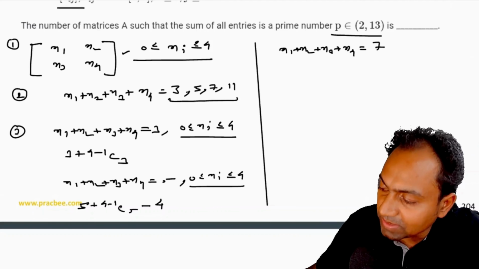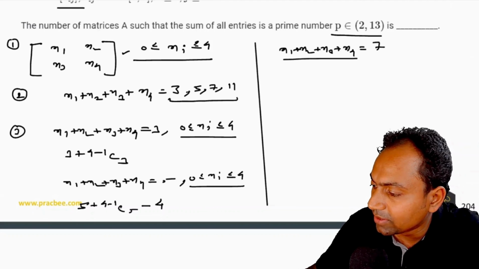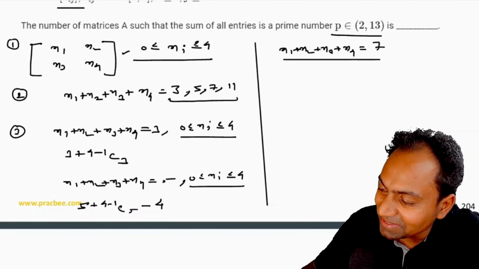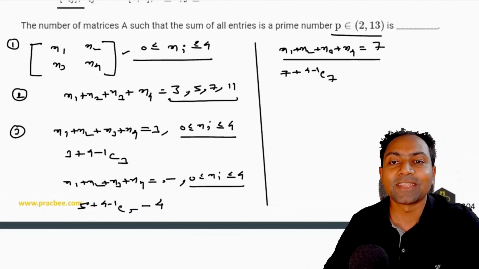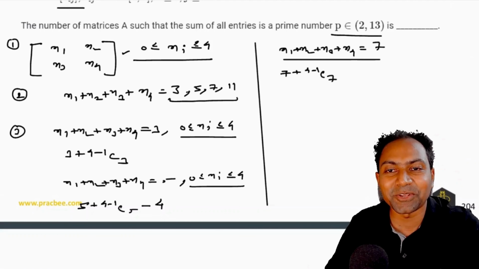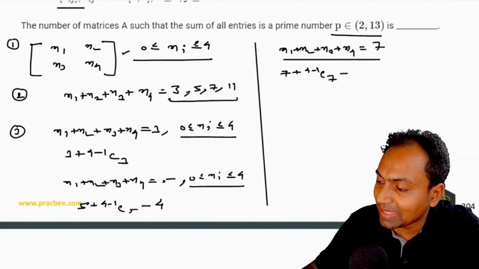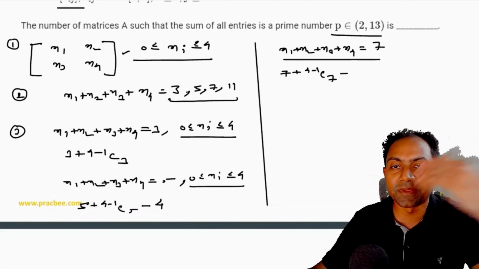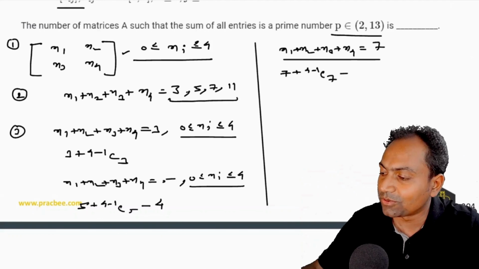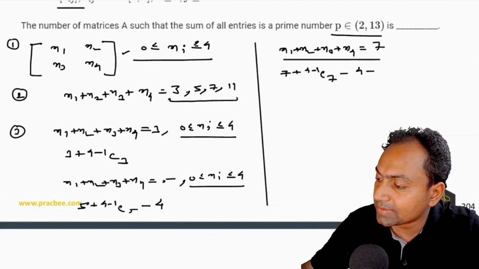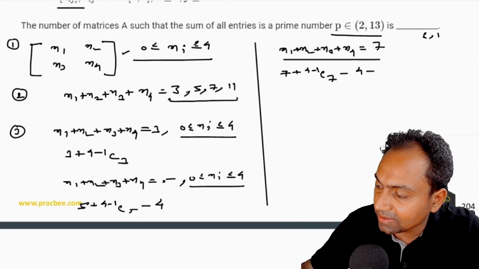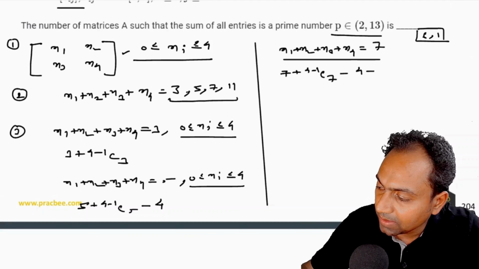Now in this specific scenario, you will have to do a little bit of hard work. Why? Because if you write the solution 7 plus 4 minus 1 C7, there are a lot of cases getting included that cannot be part of the answer. Like when each of them becomes 7. So if one becomes 7, the other 3 will become 0. So there are going to be 4 such cases. Another case is if one becomes 6 and another one becomes 1, and the other 2 become 0. So this case will also arise.